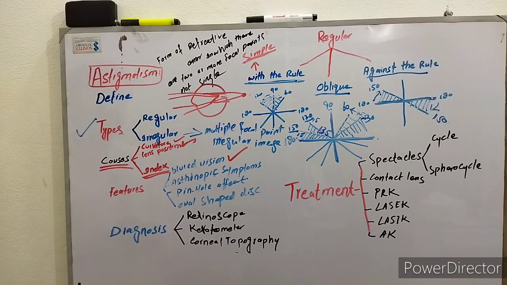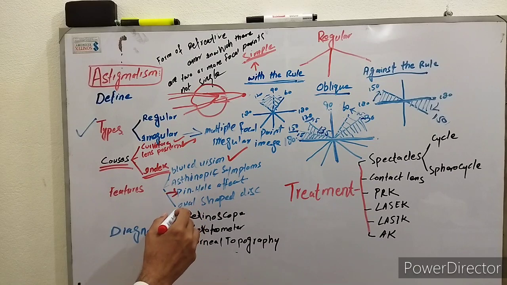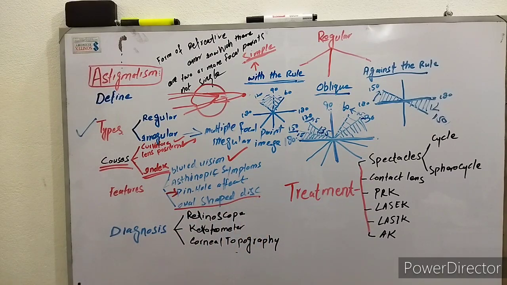Pinhole effect: if a patient's vision is weak, then he narrows his eyes and tries to see objects clearly. This is called pinhole effect. Because of astigmatism, fundus examination shows an oval shaped disc. This is also a feature of astigmatism.